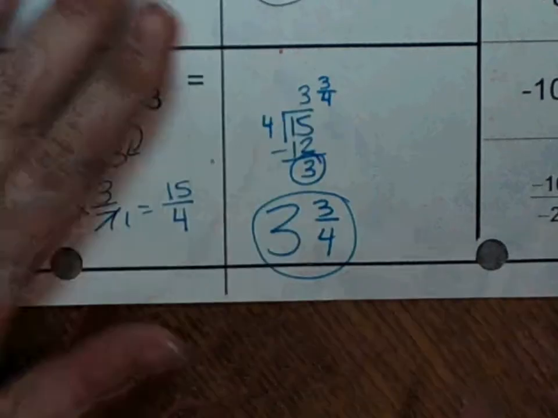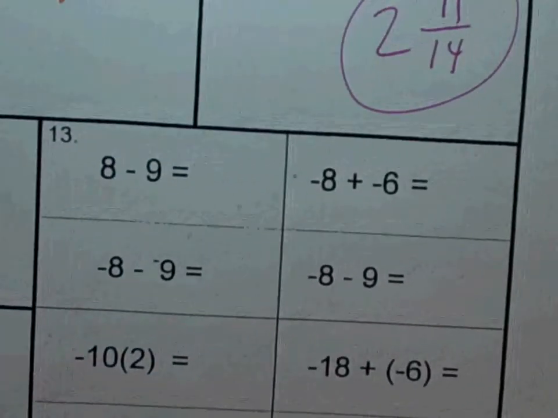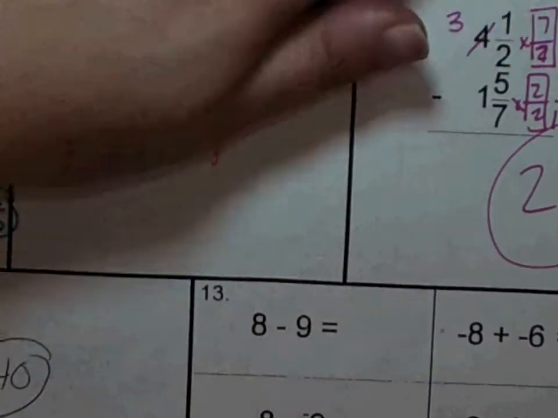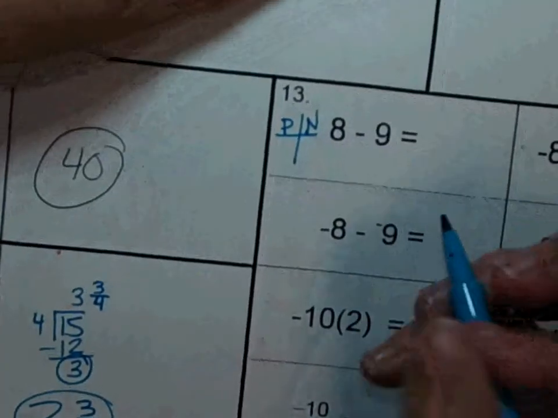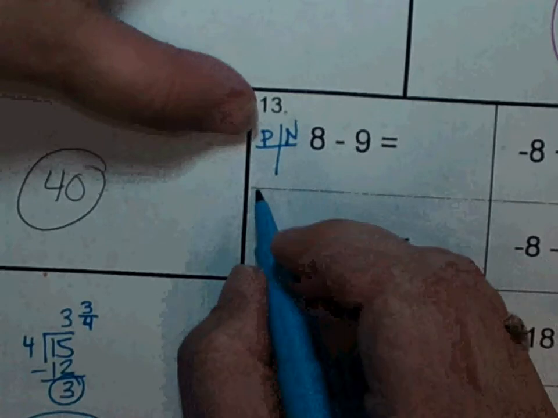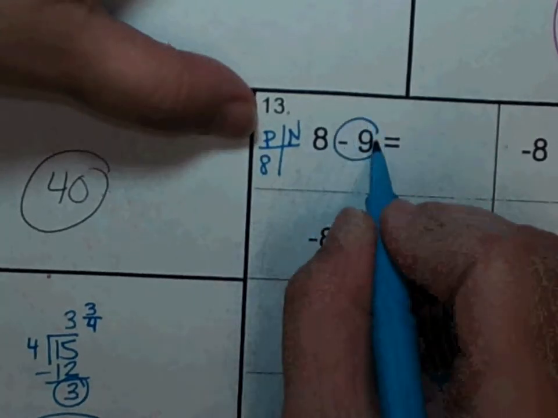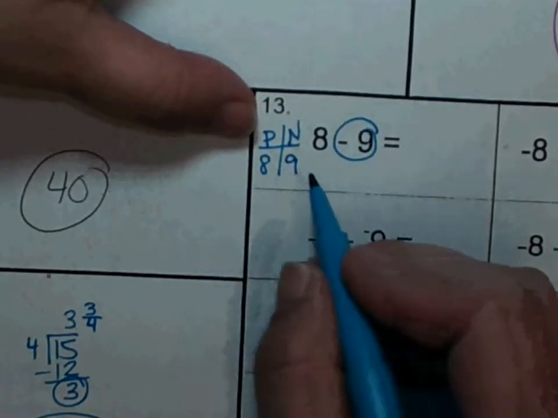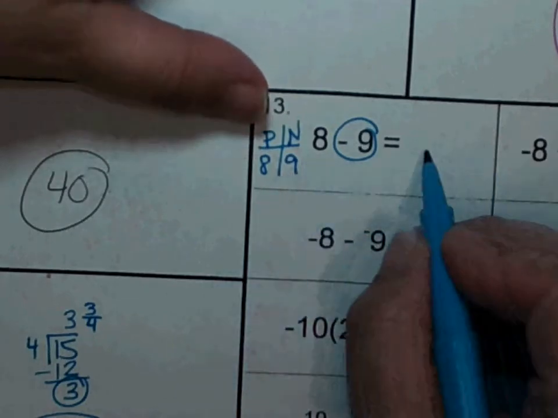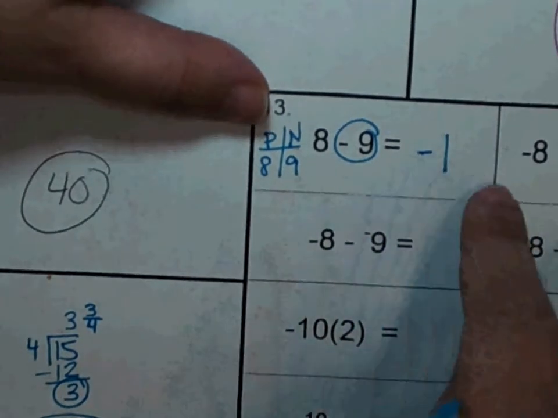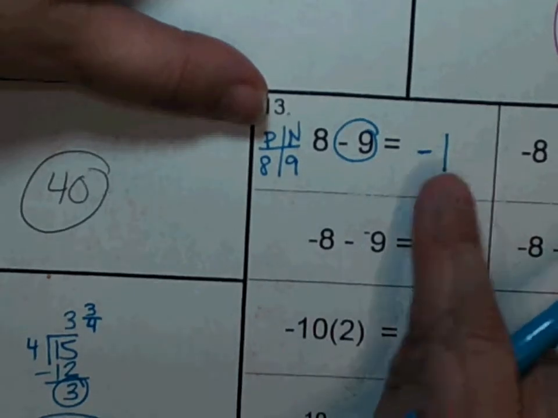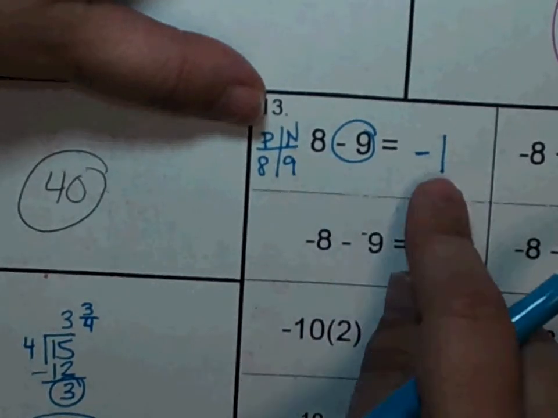Alright, last one's the integers. 8 minus 9. If I don't know, I'm going to set up a scoreboard because it takes 2 seconds. 8 is a positive panther. 9 is that negative nobody. Who won the game? Unfortunately, the nobodies got us, but they only beat us by 1 point. That's how I got -1. There are 9 negatives and 8 positives. -1 is the answer.